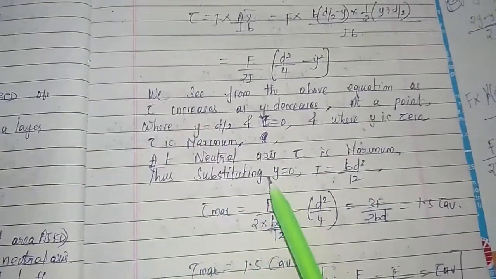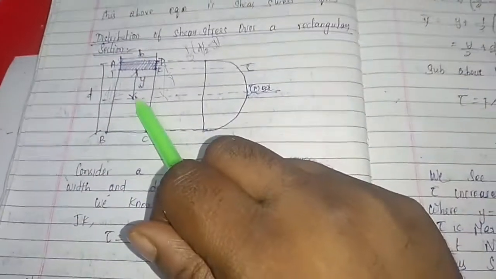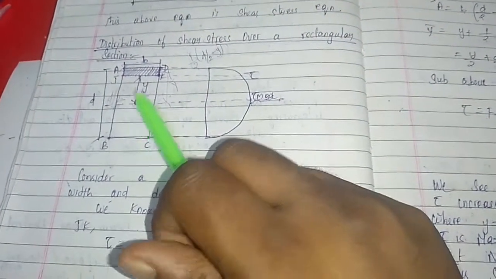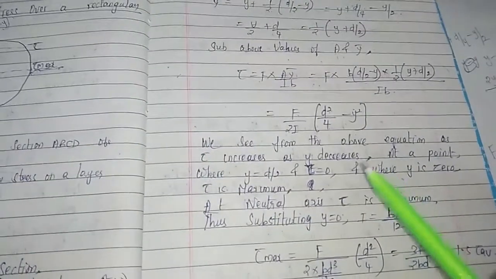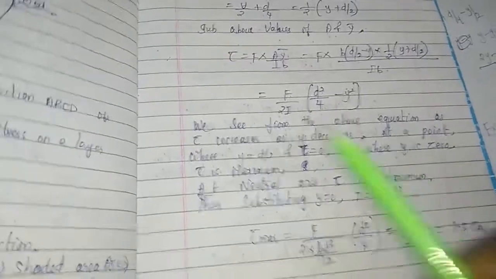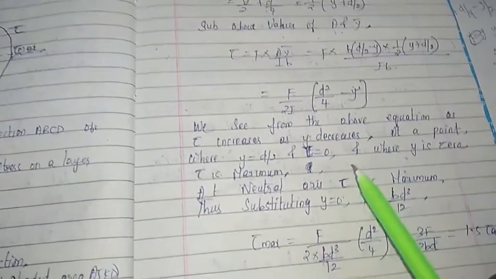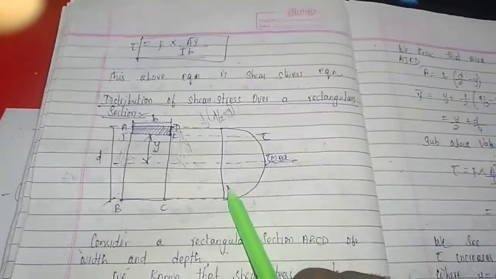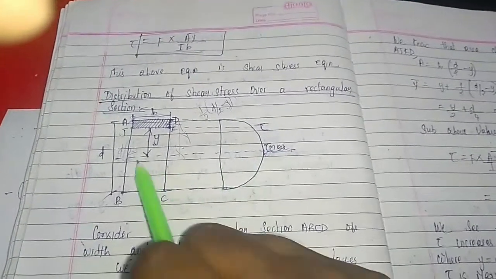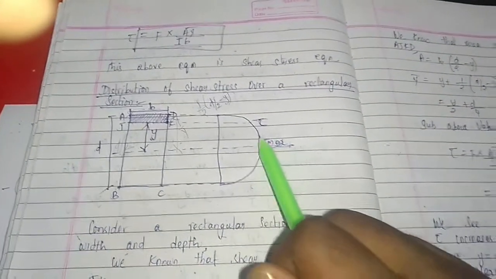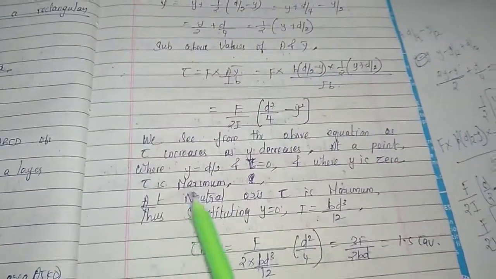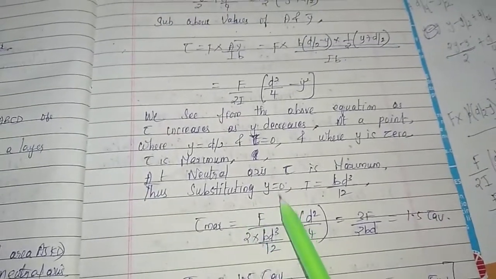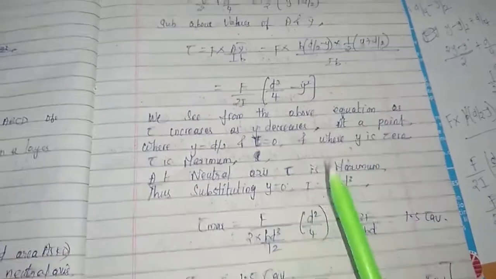So at neutral axis shear stress is maximum. So if shear stress is maximum, what will happen? This y is 0. So if y is 0, shear stress is maximum. If y is having some value, shear stress will become 0. You can see in this figure, right? At the neutral axis the shear stress is maximum. So according to your figure, y is 0. Then substituting y is 0 in this equation, you will get another equation.